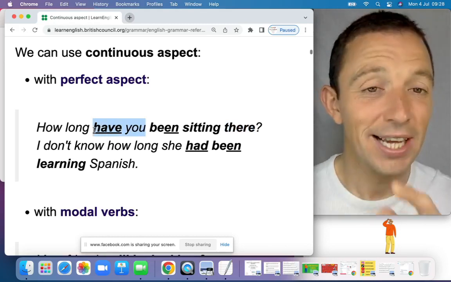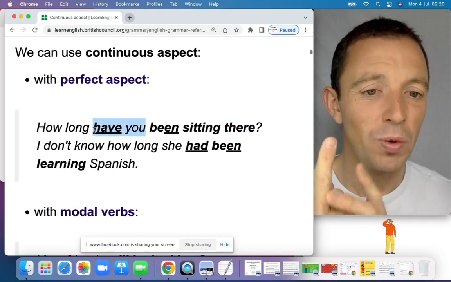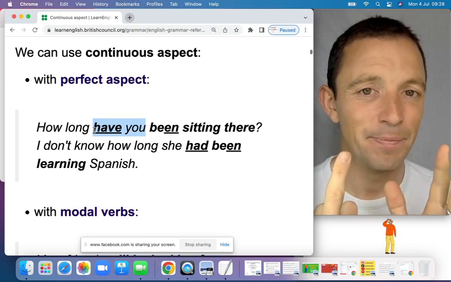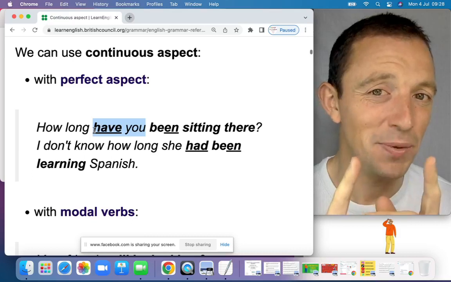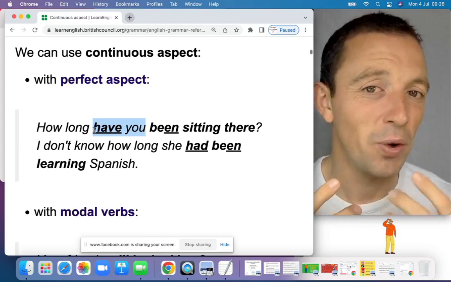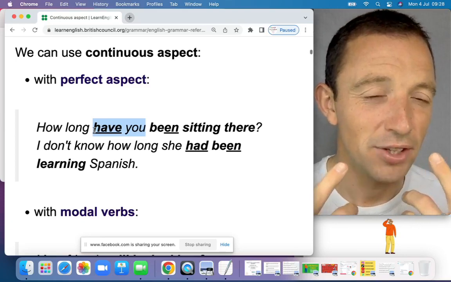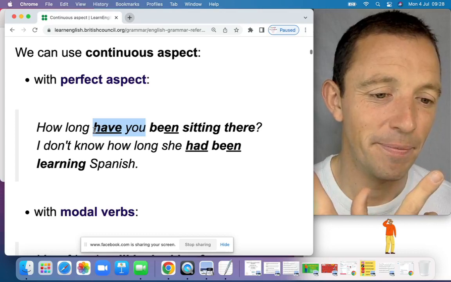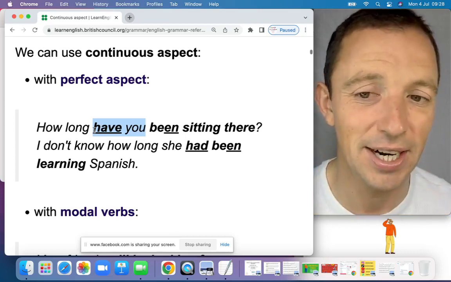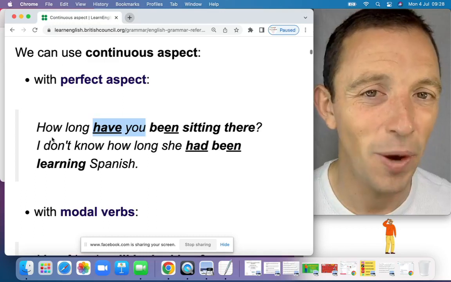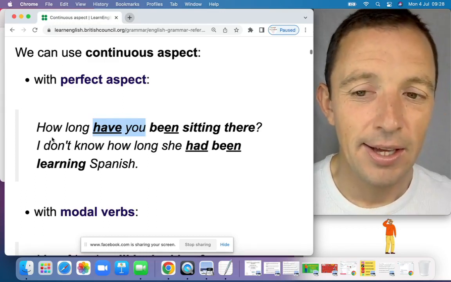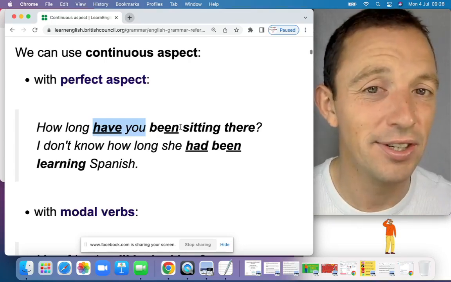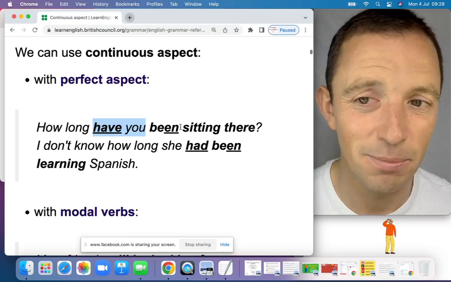And remember, the affirmative, you have been, is the affirmative. You have been sitting is the present perfect continuous. To create the question, we change the position of the subject, you, plus the auxiliary verb, have. Therefore, have you been sitting there is the question, and how long is the question word. So that is the present perfect continuous in the question form. Very advanced, but very good.